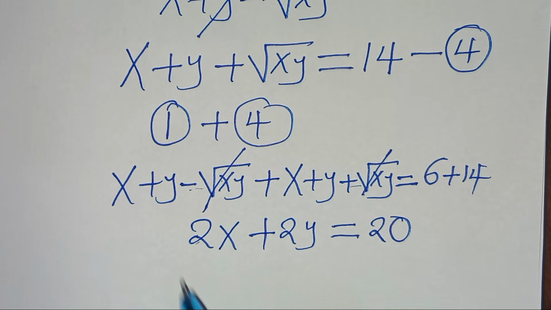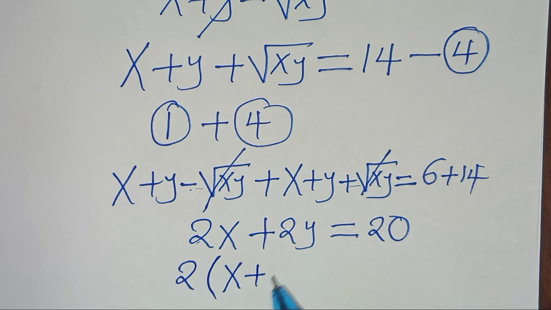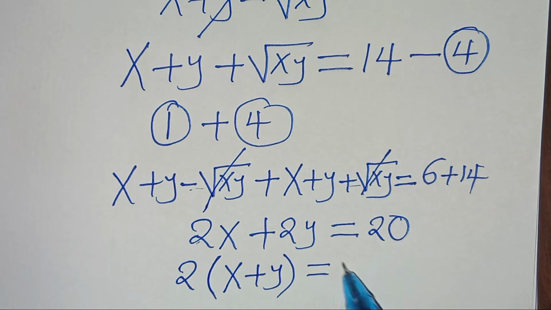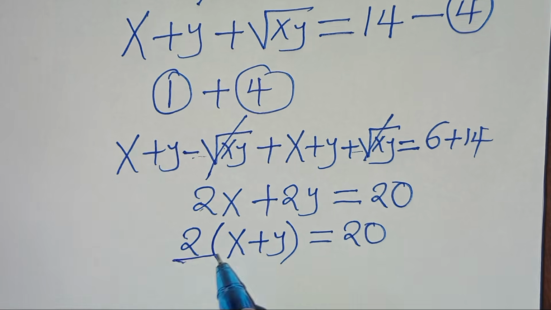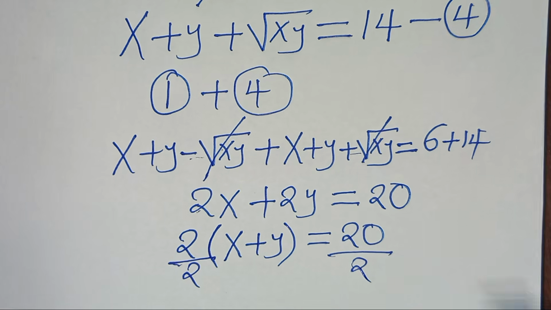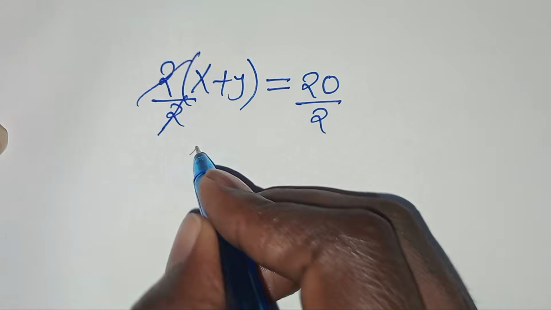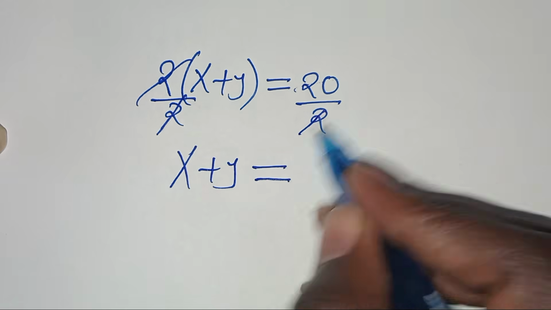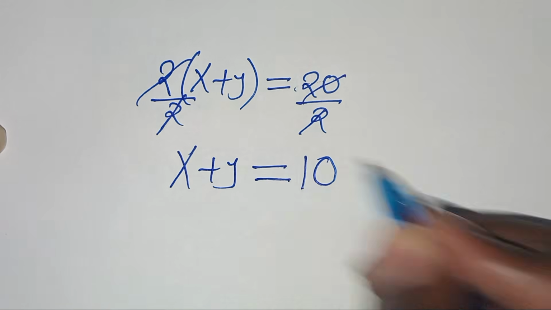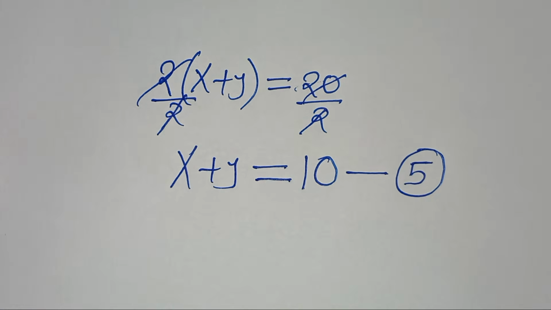Now 2 is common here. Let's factor out 2 so that we have 2 times x plus y. This is equal to 20. So let's divide both sides by 2 so that x plus y is equal to 20 divided by 2, and this is equal to 10. Let's call this equation 5.